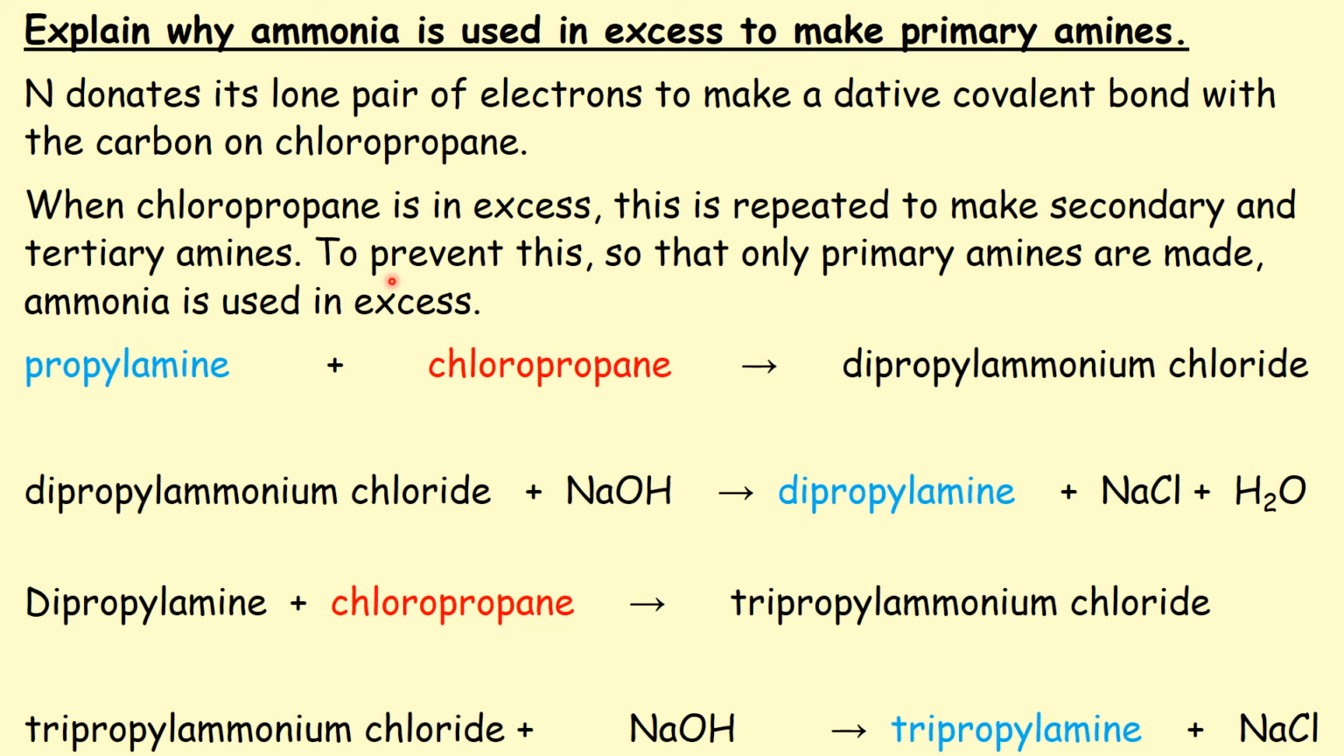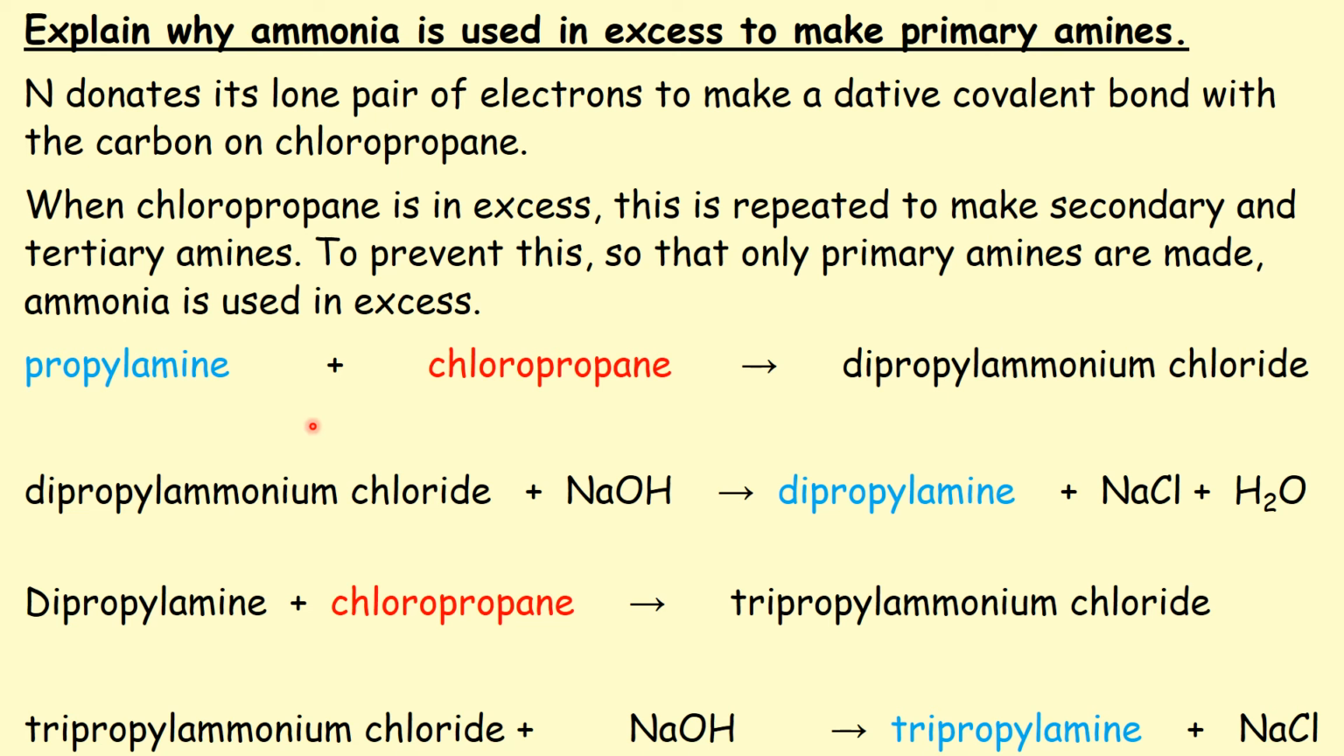When the chloropropane is in excess, this nucleophilic substitution is repeated many times to make secondary and tertiary amines. To prevent this, so that only primary amines are made, ammonia is used in excess.